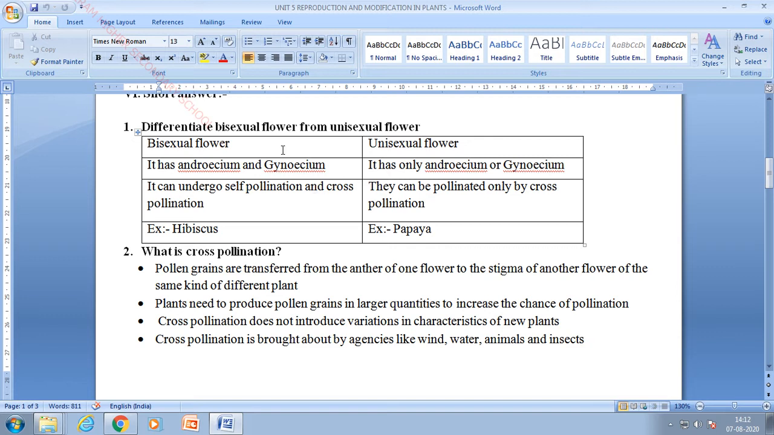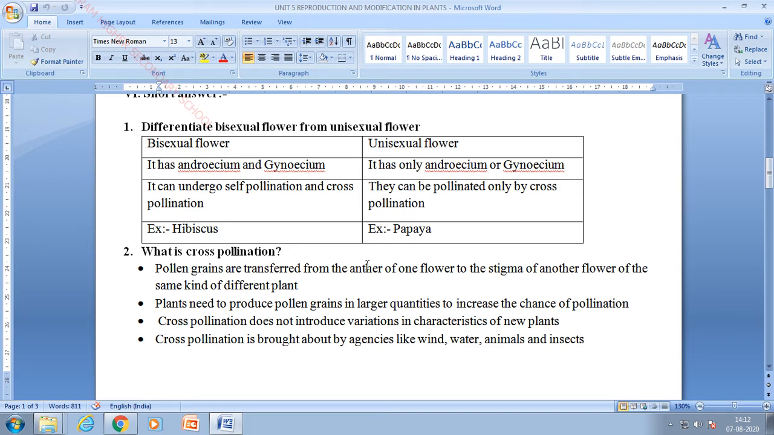Then uni means single, so the flower has either the male part or the female part. So in case of papaya, you can see the male flower is present separately and the female flower is present separately. Okay, so unisexual flower contains either the male part or the female part. These types of unisexual flowers can be pollinated only by cross pollination. They cannot do self pollination. So this is the difference between bisexual flower and unisexual flower.